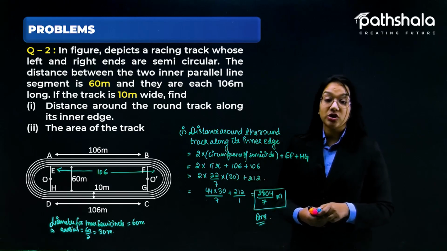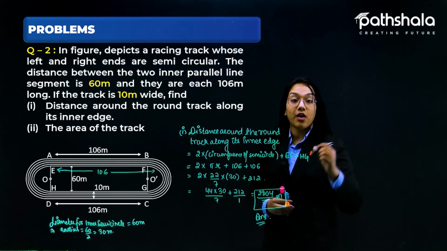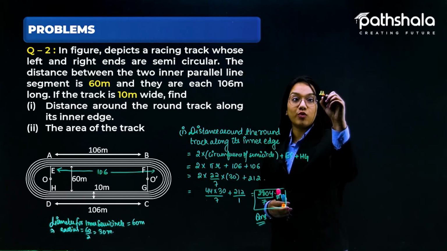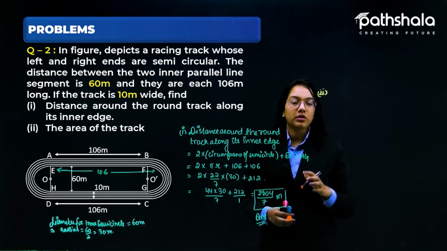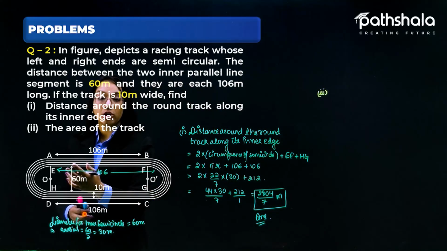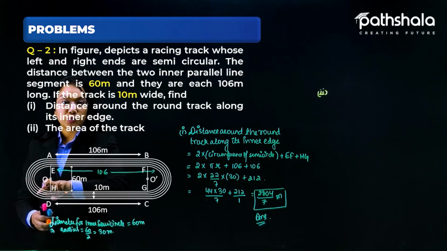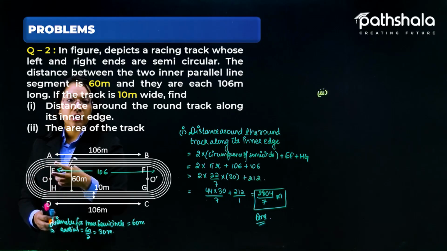In the second part, we just have to find the area of the track. Let us move on towards finding the area of the track. If we are talking about the area of the track, it means we are talking about this particular track, and in order to find it, we first have to find the area of this particular section.